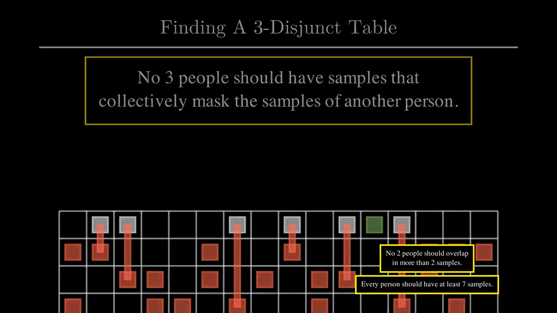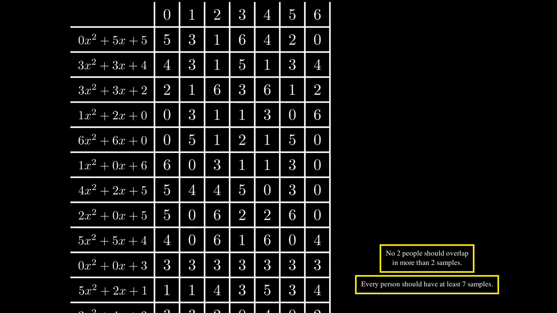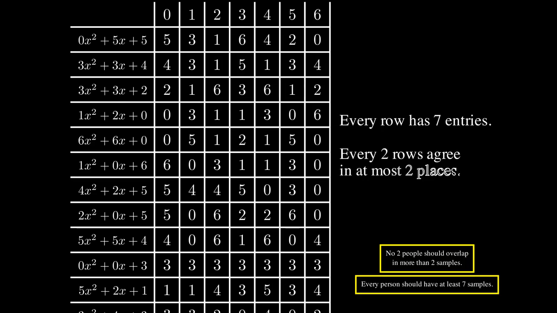Now here's a table that at least sounds similar to what we need. Let's work with quadratic polynomials in modulo 7 arithmetic and create a table as before. Each row has 7 entries. And since they are the values of different polynomials of degree at most 2, any 2 rows agree in at most 2 places. Now let's make this into a table of pooled tests.